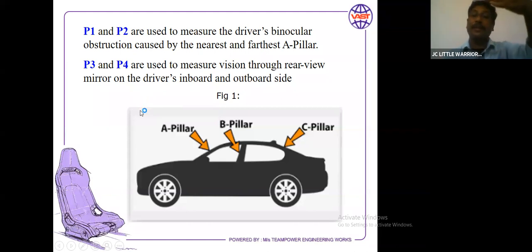We have a rear view mirror inside the car, at the middle of the car, and another rear view mirror on the right side of the car, and another one placed on the left side, outside the car. These are used to measure vision through the rear view mirror for the driver. The outside mirrors are considered for this vision. P3 and P4 are the points they have considered to see how much the driver can see. Is that clear? P1 and P2, P3 and P4.